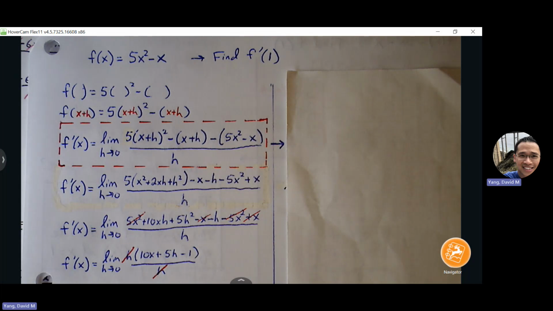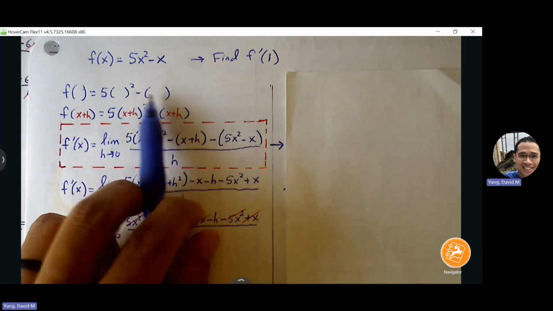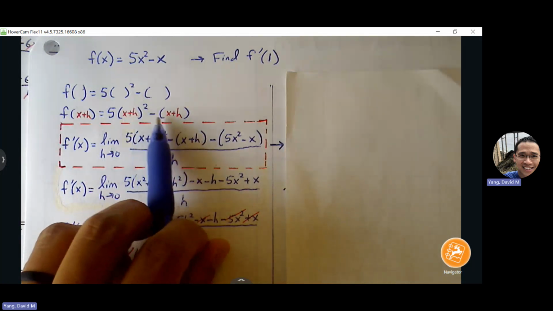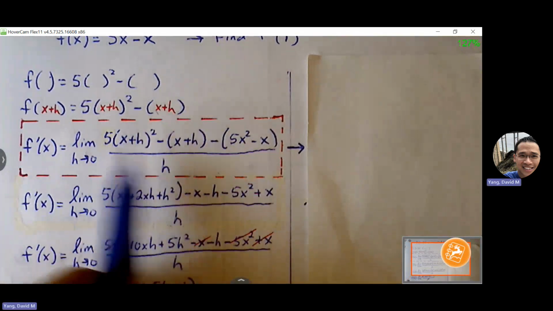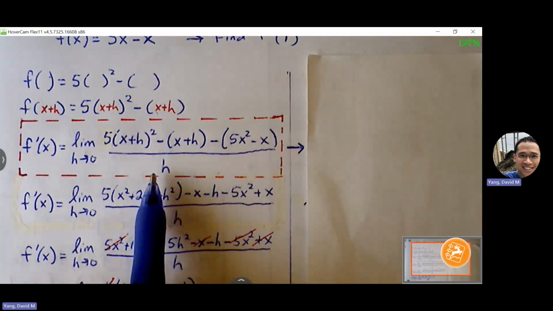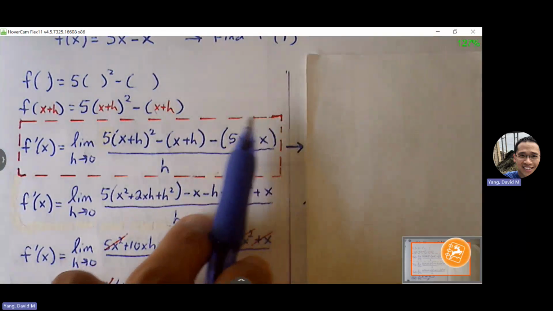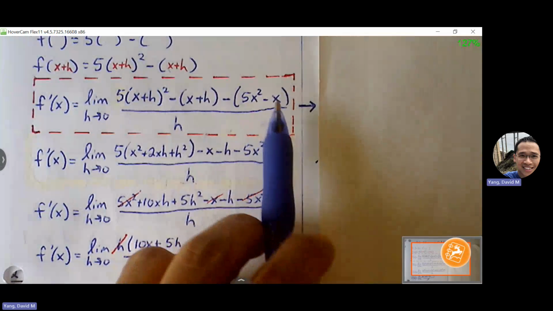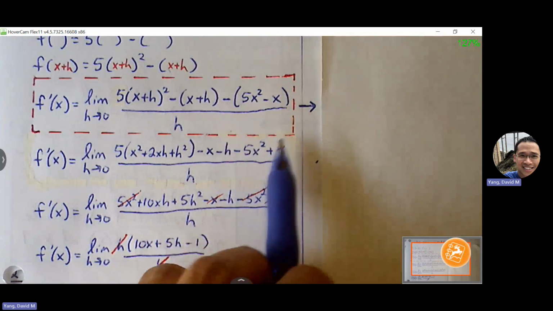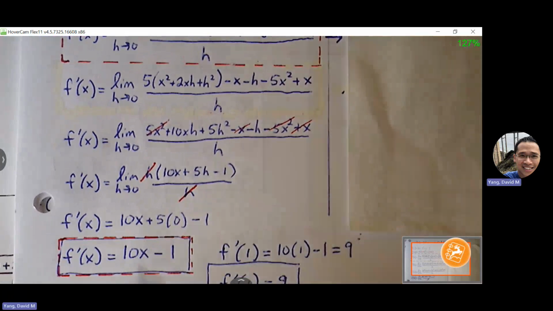Okay, so here's the process. We build our f of x plus h. Initially, our f of x was 5x squared minus x. We have a set of parentheses for the reserve spot, and we put the x plus h in place. Here's my f of x plus h minus f of x all over h. I'm going to put a box around this because we're going to revisit this after I get down to the end. From here, we go through our limit procedure: 0 over 0, evaluate, reduce, and then we get all the way down to f prime equals 10x minus 1.